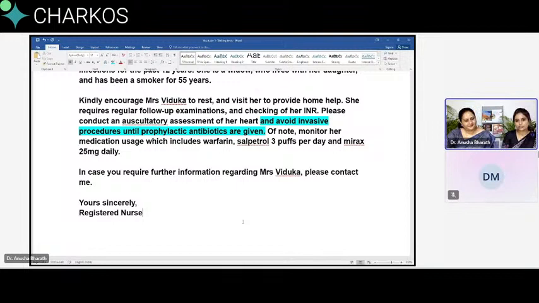One is content, next is clarity, and the other one is conciseness. So, content, make sure you select appropriate content. Selecting appropriate content leads to better clarity in your letter and also makes it concise. These three are integral to letter writing.